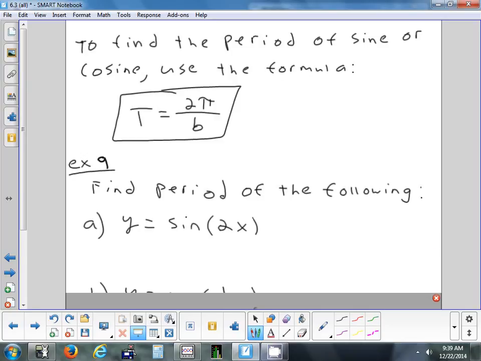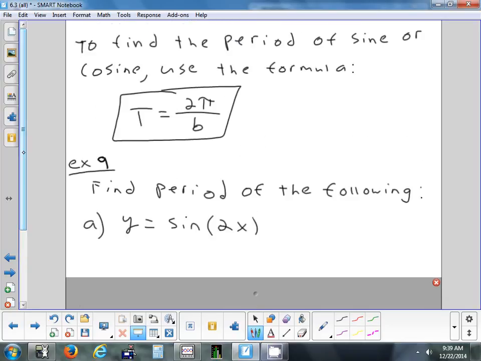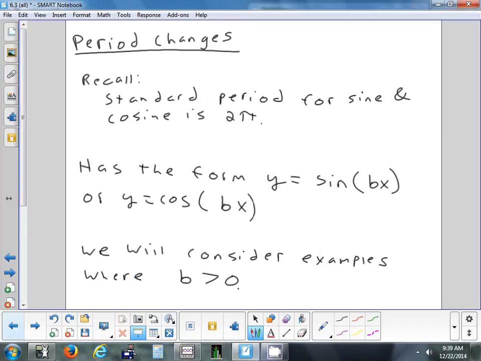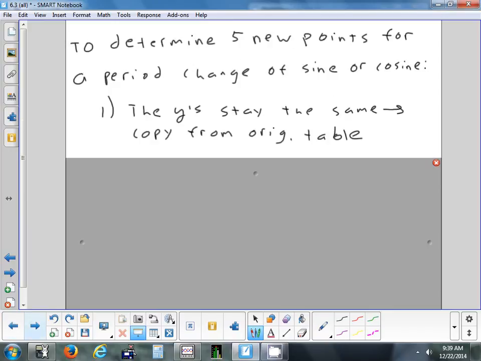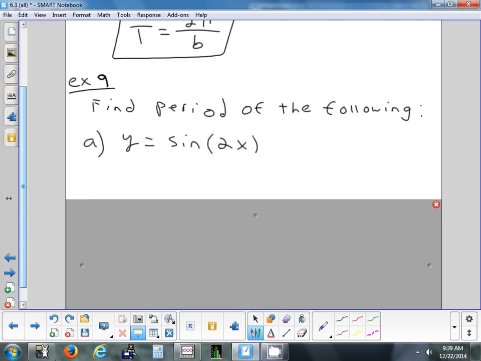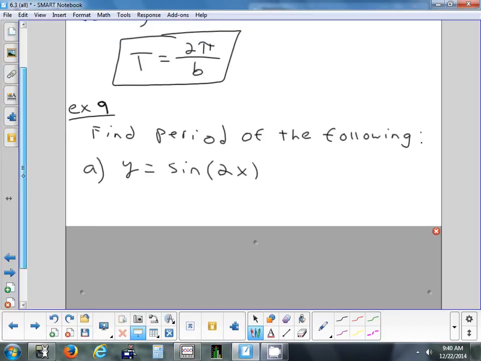Okay. This time when you label your x-axis, you could go by 1s if you want. I think that would work. And you can also go by ones on the y-axis. 1, 1.5, 0. 3, negative 1. 4.5, 0. And 6, 1. It's a little off, but not bad. Any question on that one?